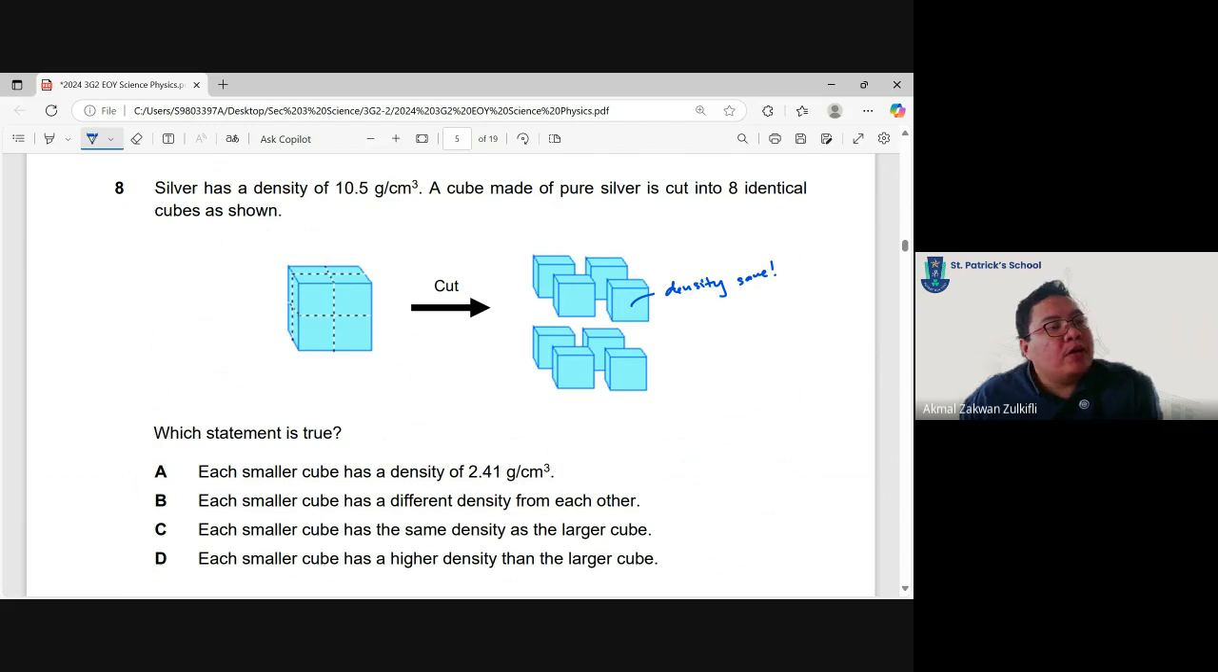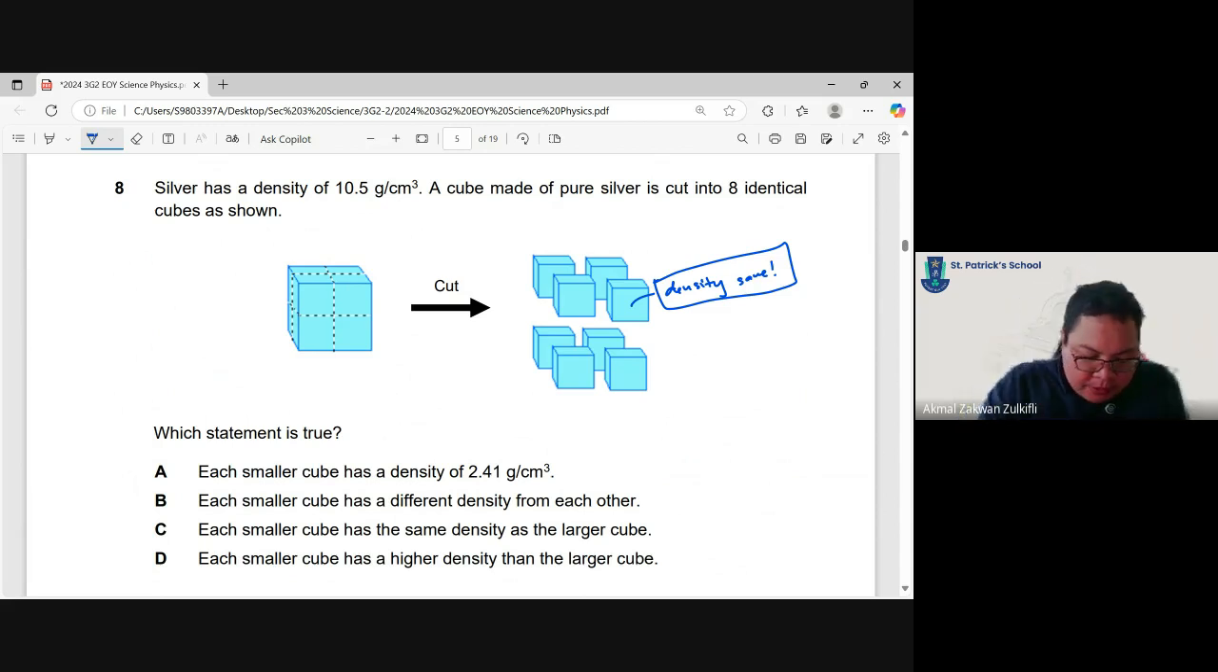No matter how big, how small, density will always be the same. This is a very important principle. If it's the same material, density will always be the same. The mass may be different. Volume may be different. But the density will always be the same. Okay, so the answer is C.